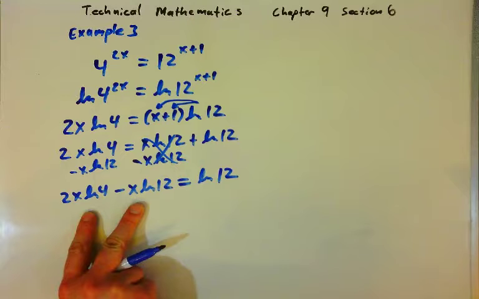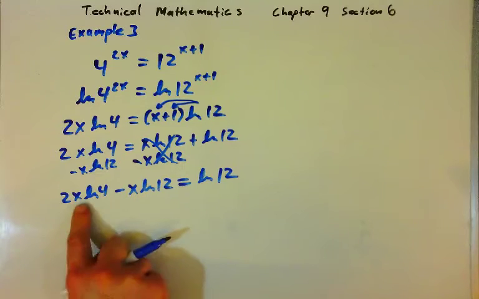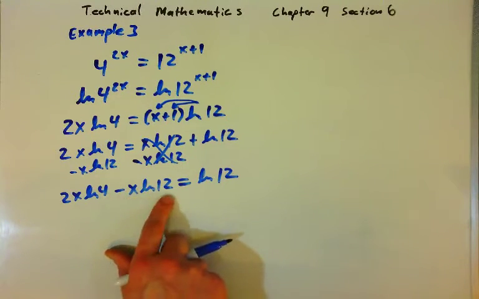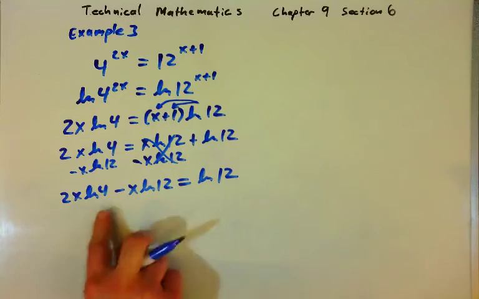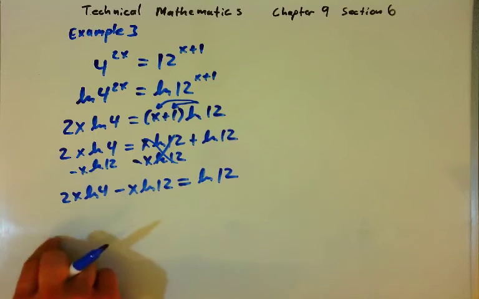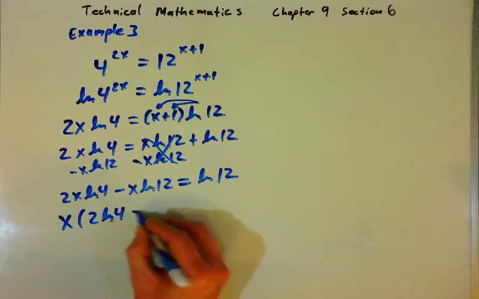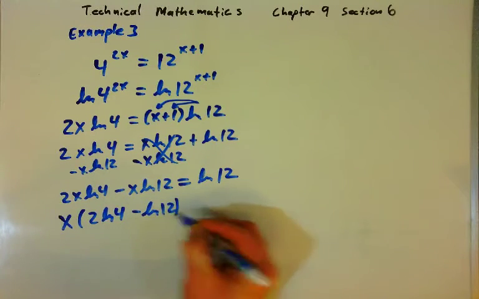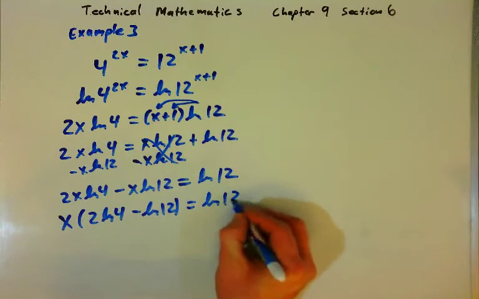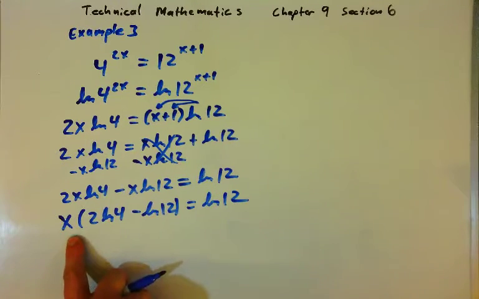Now I have both terms with the x on the same side of the equal sign. X is being multiplied by 2 ln 4. It's being multiplied here by ln 12. That means I can factor the x out. So my goal is to get the x as a single x, right? I have two x's now. When I factor it out, I'll have a single x, 2 ln 4 minus ln 12 is equal to ln 12. So now I have the x isolated.